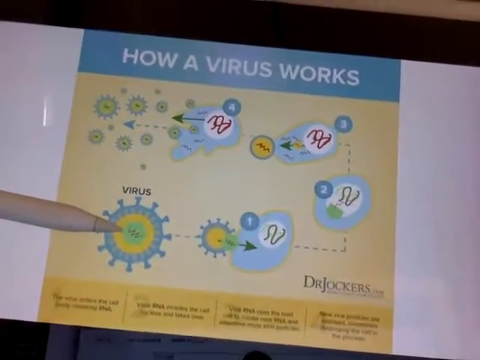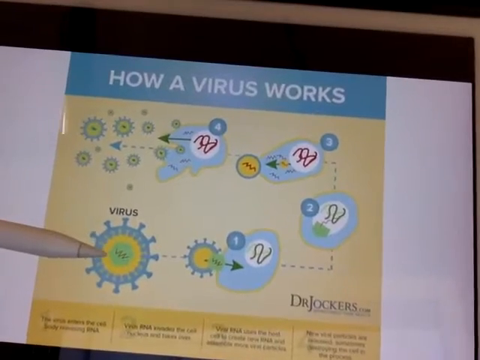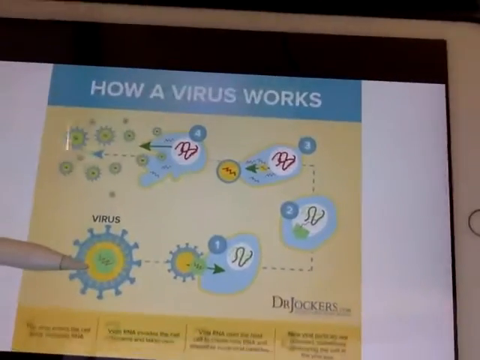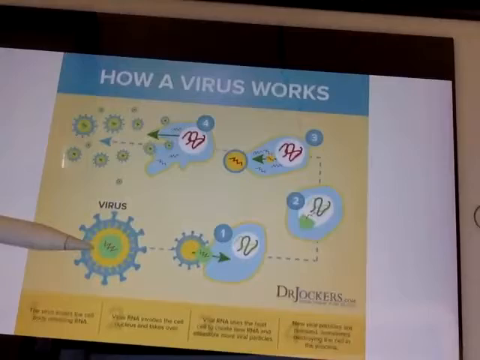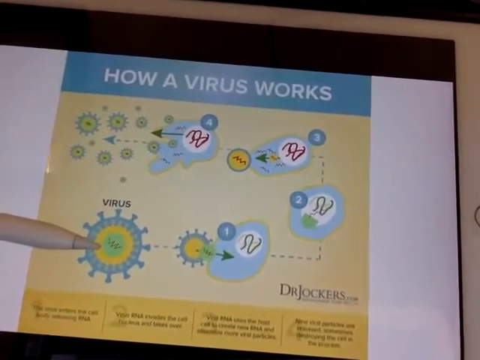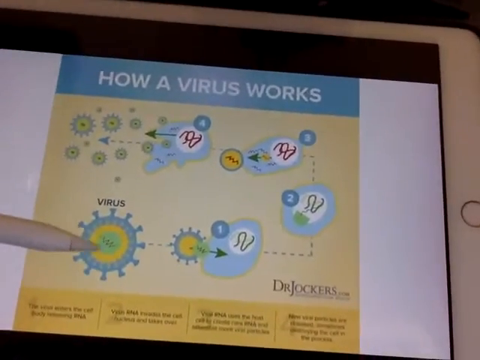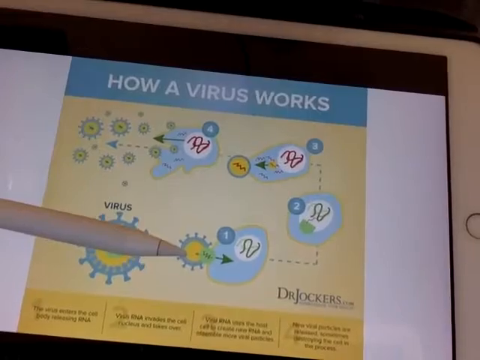Now notice within the virus you have this genetic material. In some cases they're DNA viruses, in some cases they're RNA viruses. And in this case right here, and in the case of the coronavirus, it is an RNA virus. Okay, therefore it is a single strand of genetic material. So what's the first step? What is a virus trying to do? Well, it's trying to get into our cells.